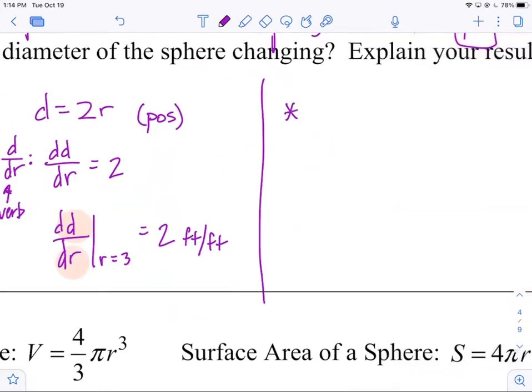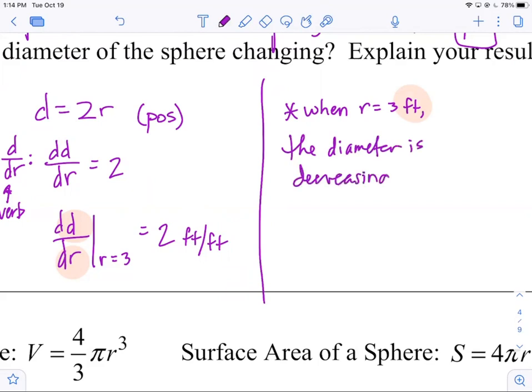So here's the sentence, right? Again, when r equals 3 feet. That's answering it like an engineer. Instead of saying when the radius of the sphere is 3 feet. That's too many words. When r equals 3 feet, don't forget the units, comma, the diameter is decreasing at a rate of, or you could just say by 2 feet, 2 feet per foot.